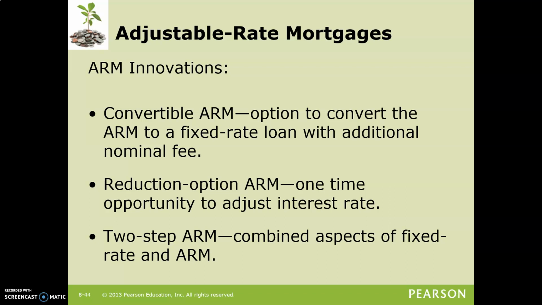And also another innovation is the two-step ARM. These combine the aspects of fixed rate and adjustable rate mortgage. It starts off with a lower rate than the current market fixed rate loan, and after a certain period, the interest rate changes and remains at the current rate for the life of the loan. The two most common types of two-step mortgage are the 5/25 and 7/23, which offer the lowest rate for the first 5 or 7 years, and then adjust the rate for the remaining 25 or 23 years.